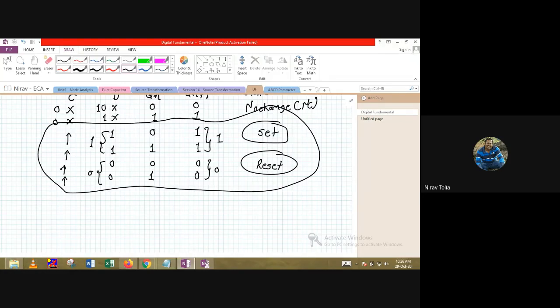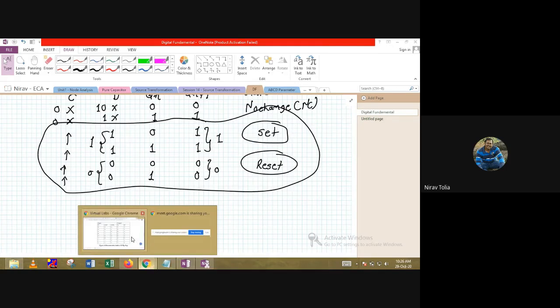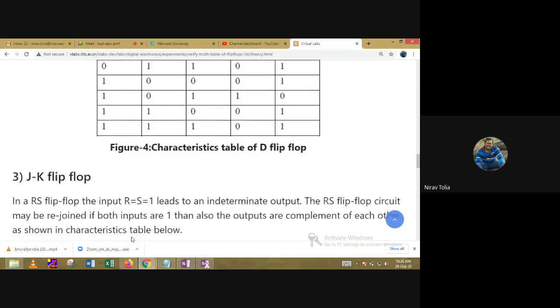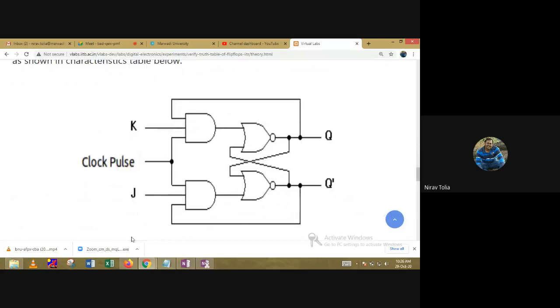See, a D flip flop is not different, it is only an SR flip flop. But what we are doing is short circuiting S and R with an inverter in between. Okay, so now the next flip flop is a JK flip flop. It has some different combinations, you can see on your screen.